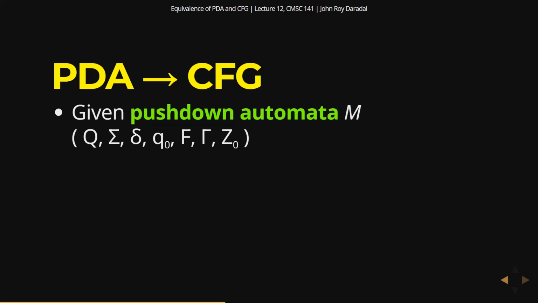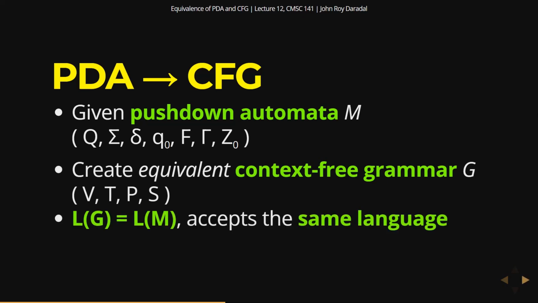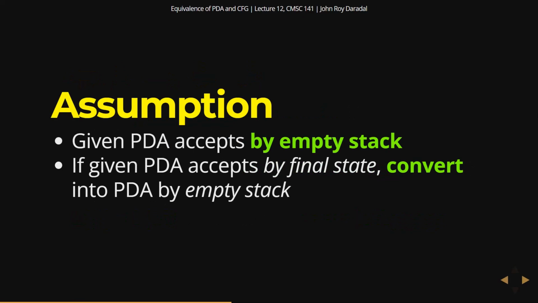So if you're given the pushdown automata M with its 7 parts, create the equivalent context-free grammar G such that the language of the grammar G is equal to the language of pushdown automata M. So they accept the same language. Okay. However, we're going to make an assumption about the given PDA, and that is that this PDA accepts by empty stack. Okay. If the given PDA accepts by final state, then we're supposed to convert it first into a PDA by empty stack. Okay. So for the rest of the steps, we are already assuming that it's a PDA by empty stack.